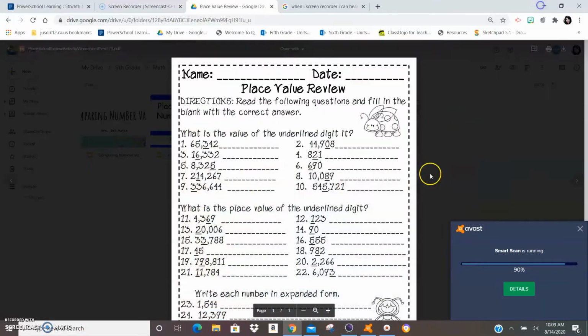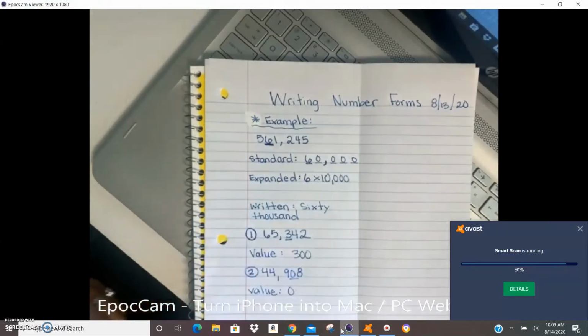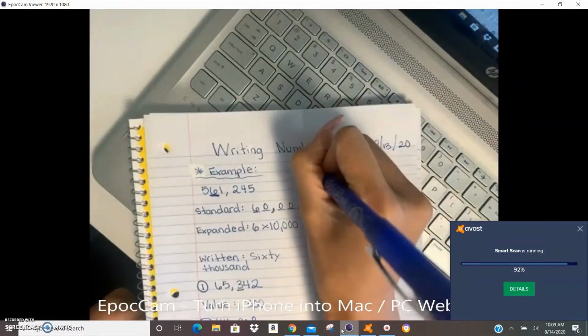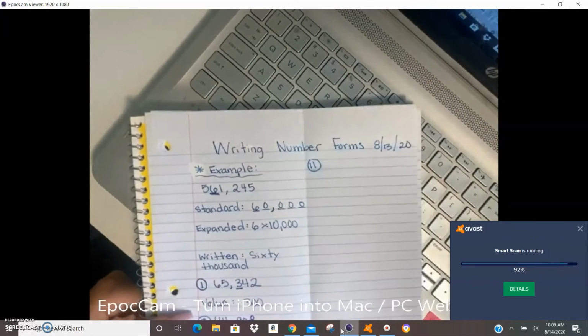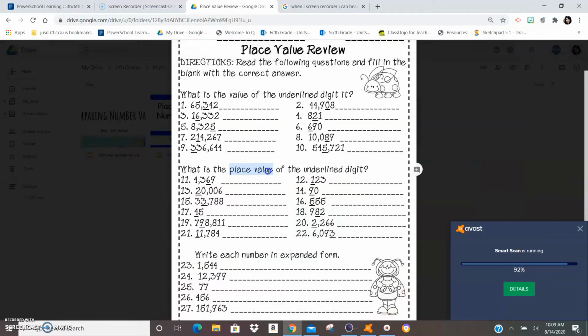So that's number 2. You guys will do number 3 through 10. What is the place value of the underlined digit? Okay, now they're asking you what's the place value. So I'm going to skip forward to number 11. You can pause right here, do numbers 3 through 10, finish the rest, and then do number 11 with me. This is the next section. Number 11 is asking for the place value. That's asking for the location.